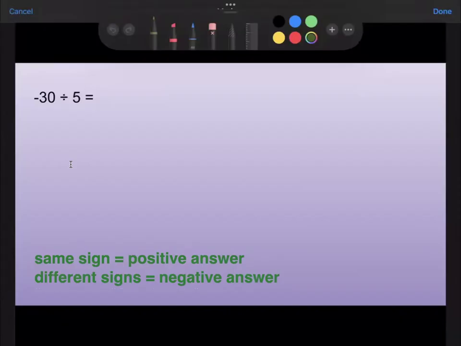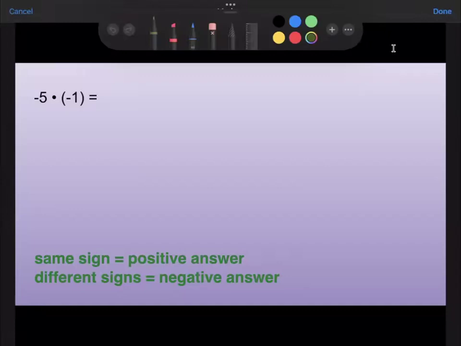So let's look at this one. We have -30 divided by 5. Since they are different signs, the 30 is negative and the 5 is positive, that means we're going to use the different signs rule. That means our answer, no matter what, is going to be negative. So I'm going to go ahead and put a negative sign there. Then all I have to do is take 30 and divide it by 5, which I know from my division facts is 6. So the answer here would be -6.